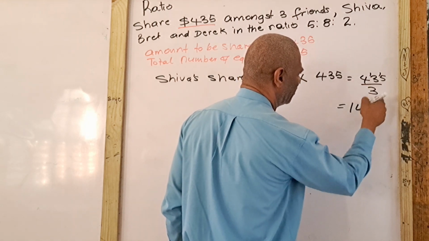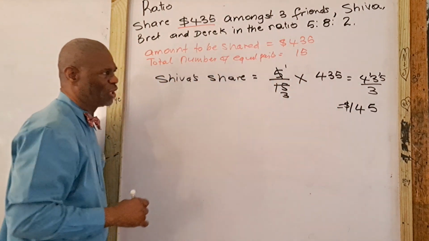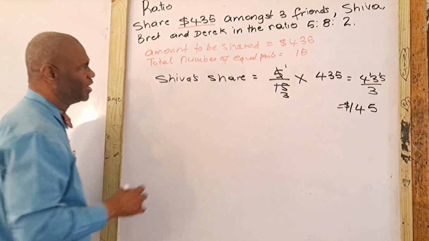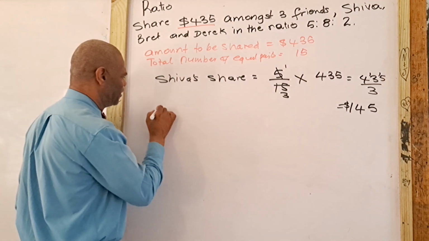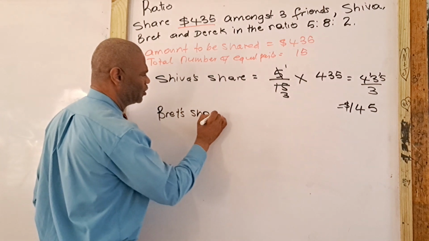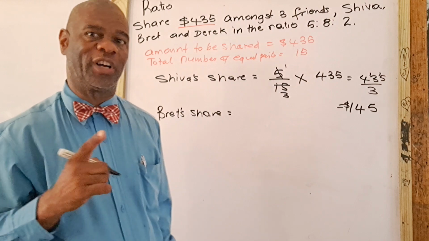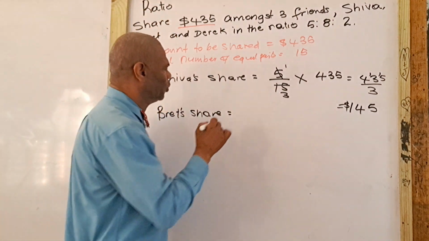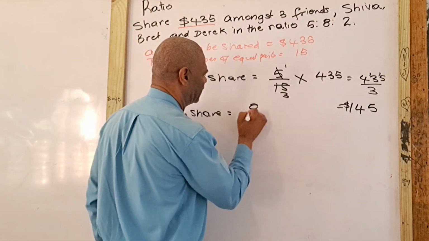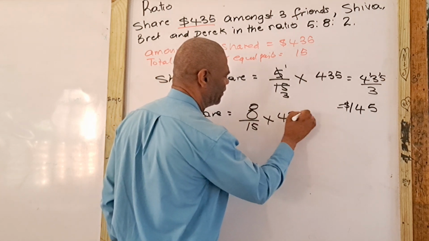We made a 1, 3 to 15 is 5. Right? So Shiva's share would be $145. Now Brett's share would do the same thing. Brett got what? 8 parts out of the 15. Right? So we'd have 8 divided by 15 times 435.